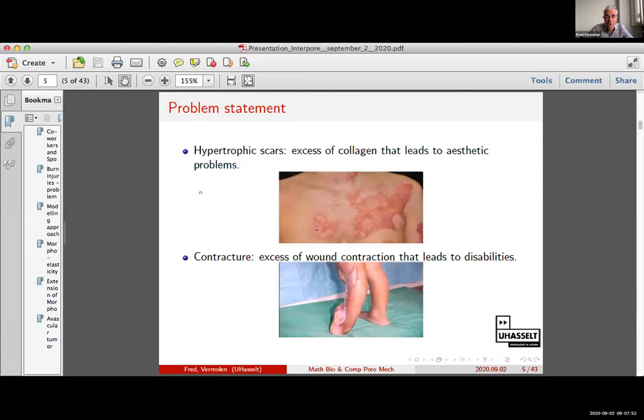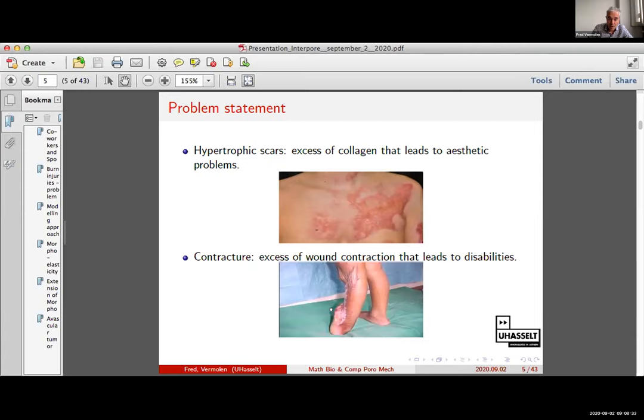So this is an example of a hypertrophic scar, as you can see here. Furthermore, an example of a contraction, in which there is an excess of wound contraction, which can also lead to disabilities. So then the doctors or practitioners would speak of a contracture, as you can see from here. You can really see that this foot of the patient has been immobilized in a very unnatural position. So this is really terrible and also leads to disabilities, in spite of the fact that this is not a neural problem or a muscular problem. It's just their skin that does not work anymore.